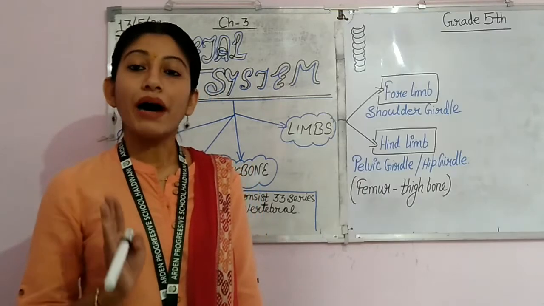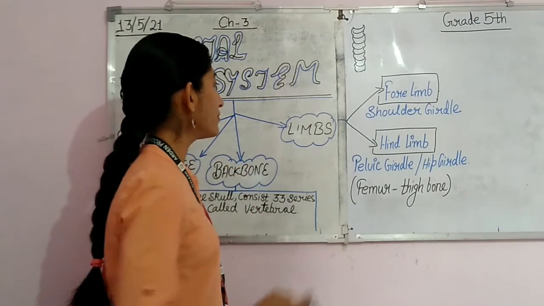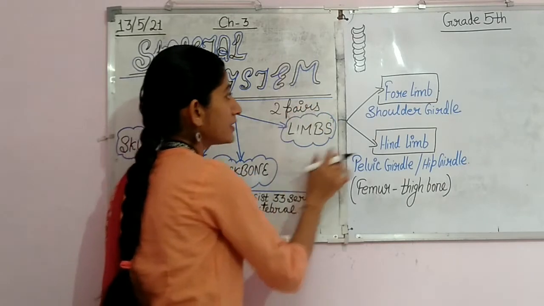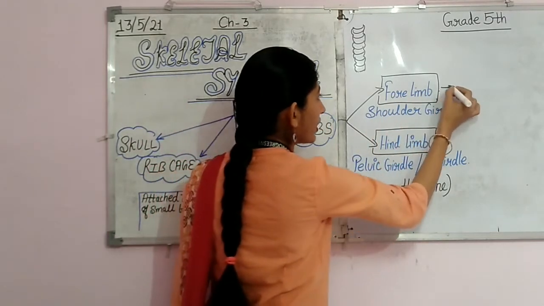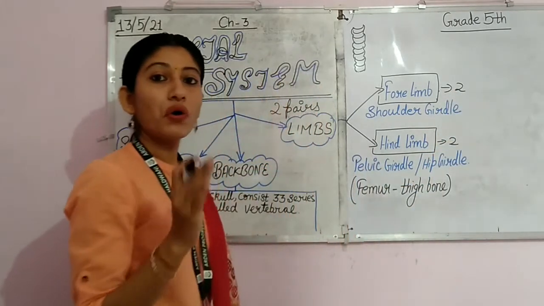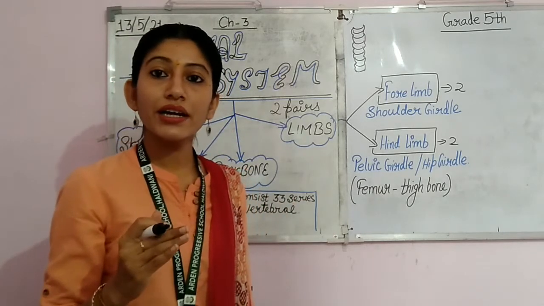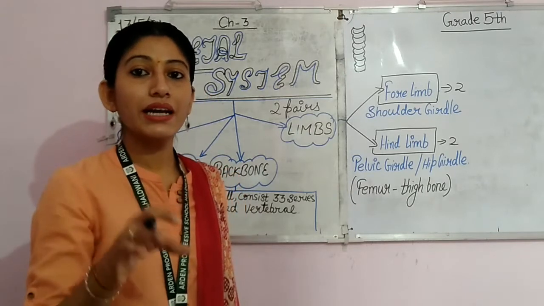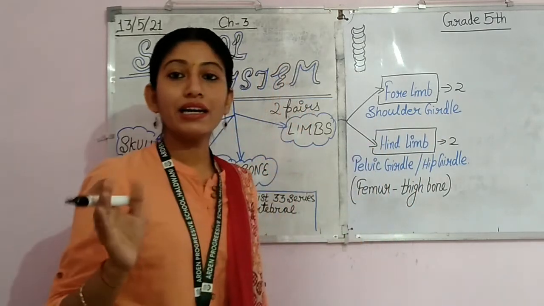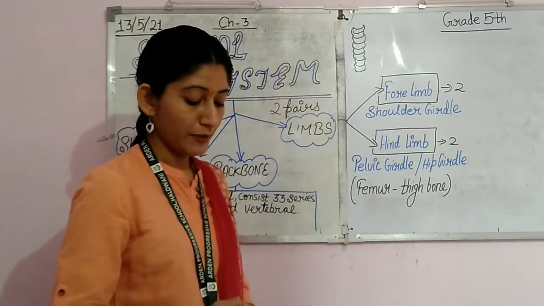Okay. So about the limbs, we come to know that there are two pairs of limbs: forelimb and hind limb. Forelimbs are two and hind limbs are also two in number. They are connected to the spine. The forelimb is connected to the spine with the help of the shoulder girdle, and the hind limb is connected to the spine with the help of the pelvic girdle or hip girdle.